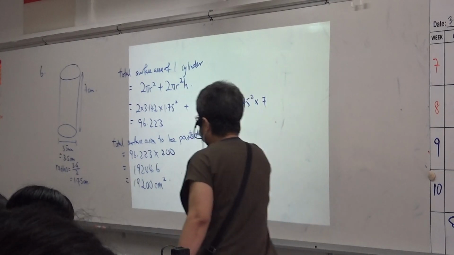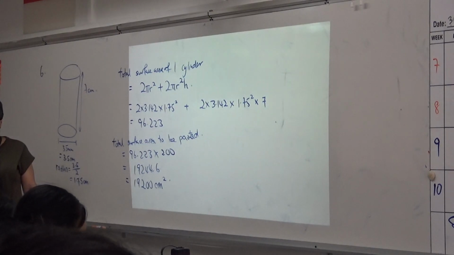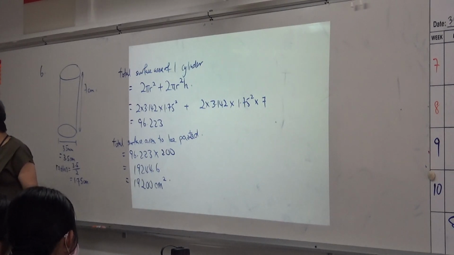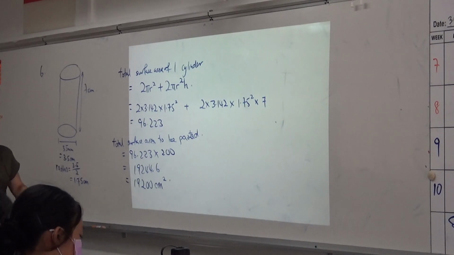Why need to round it off? Because pi is never exact. Am I right? Am I right, Leslie? Pi is never exact. Okay? Only when you have an exact answer, then it will become exact. Alright? Okay, now, let's take a look at question number 7.